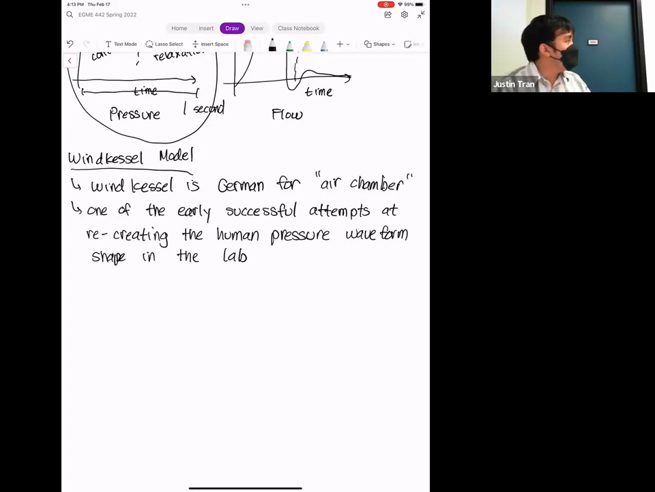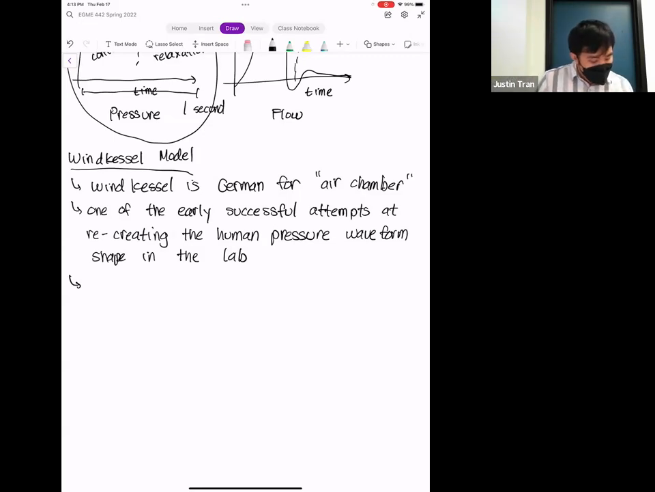And through its development, we actually learned a lot about how the cardiovascular system works, in terms of some of the key physical features of the cardiovascular system that contribute to the waveform. Okay. And so when these scientists set out to develop the Windkessel model, they had a few goals.